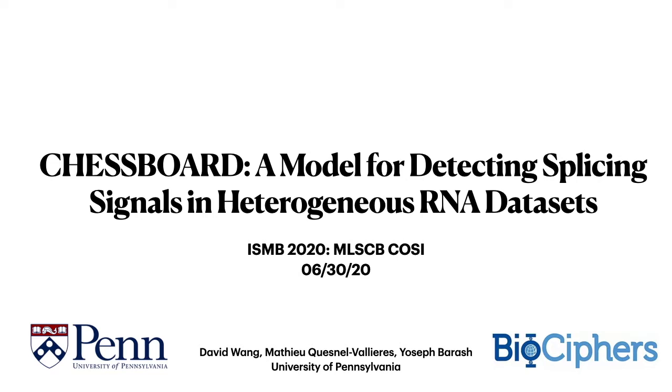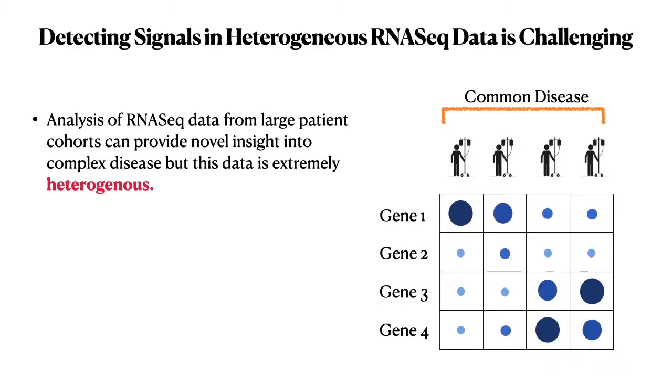Today I will be talking to you about Chessboard, a model for detecting splicing signals in heterogeneous RNA datasets. Large-scale RNA sequencing projects in recent years have become a tremendous resource for modern translational research, and analyzing such data from large patient cohorts has the potential to provide many novel insights on transcriptomic changes that affect complex disease.